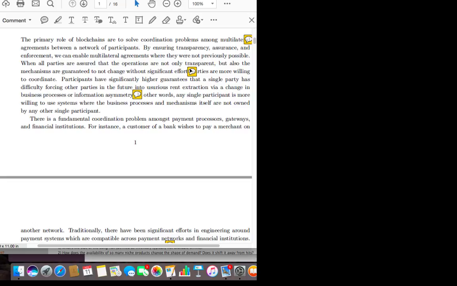Now, participants have significantly higher guarantees that a single party has difficulty forcing other parties in the future into usurious rent extraction via change in business processes or information asymmetry. What does that mean, guys? It basically means that right now in the markets with banks and other powerful institutions, they basically have monopolies over general people or even general businesses.